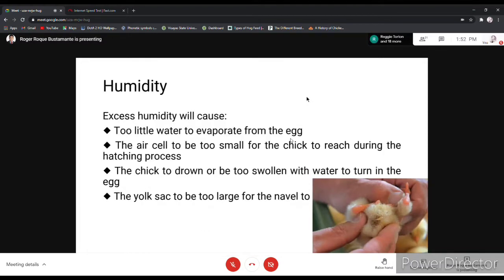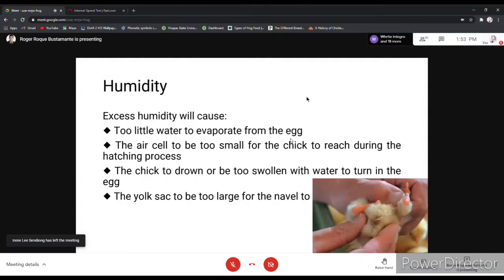So excess humidity. Okay. Too little water to evaporate from the egg. Because our egg is like it is breathing. You have to remember the egg is composed of liquid material. So too little water to evaporate from the egg. So if, for example, the air inside the incubator is very wet, no?